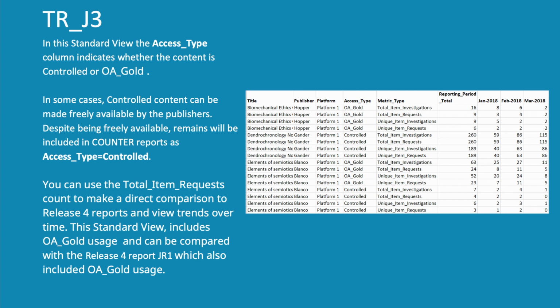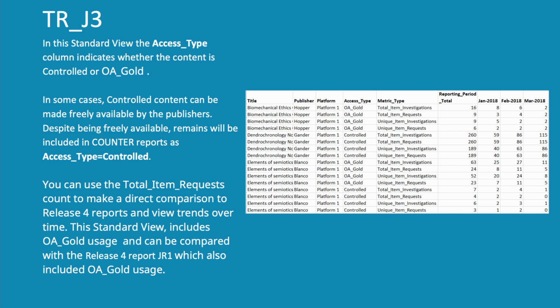The access type column indicates whether the content is controlled or permanently freely available through an open license. In this example, all the articles in the first journal, Biomechanical Ethics, are permanently freely available through such a license. In January, there were 8 investigations but only 3 downloads. 2 downloads were unique, so someone downloaded the same article twice in a single session.